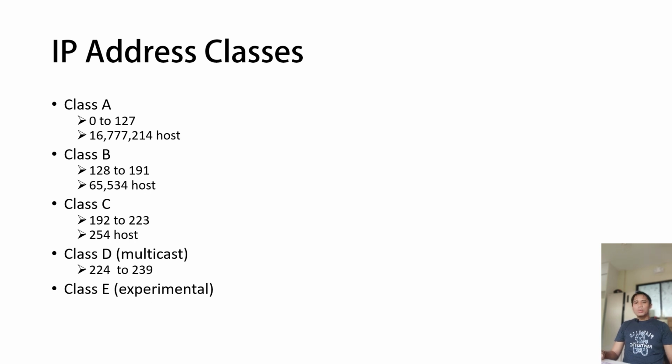Class D network starts from 224 to 239. This is used for multicast, like your cable TV, for example, Netflix, I think. Yeah, they're using this Class D network. Class E starts from 240 to 255. You cannot use this particular IP address because I believe this is used by network adapter manufacturers for experimental purposes. So basically, you can use the first three, but we have to take note that there are also routable IP addresses and non-routable IP addresses.